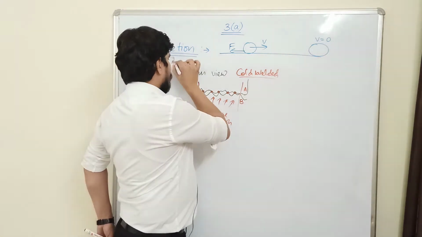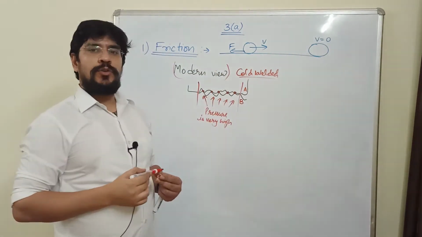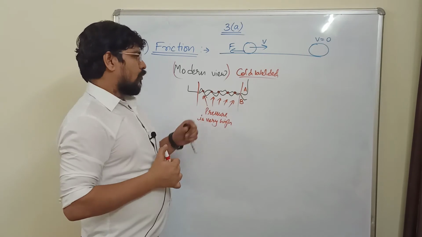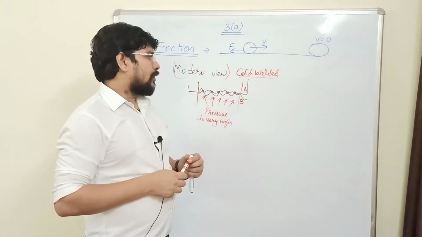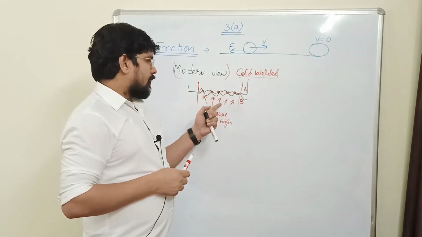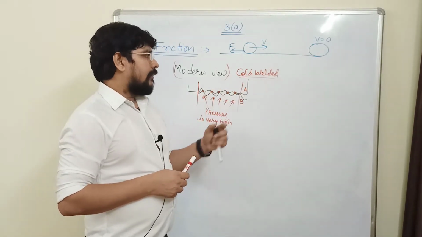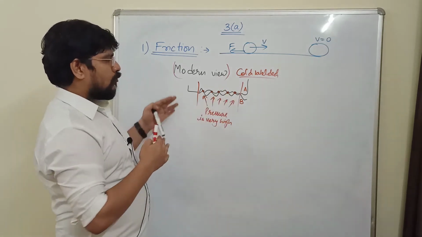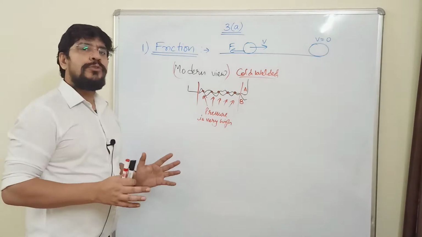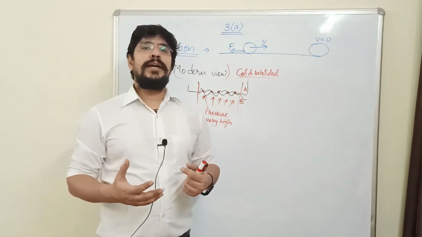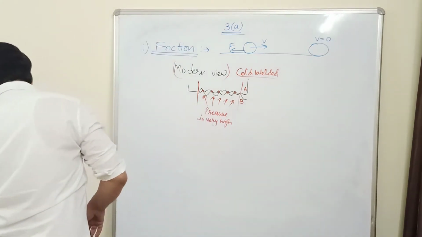According to the modern view, when you are sliding one object over another, due to intermolecular attraction and the very small actual area of contact, the surfaces become cold welded with each other, and when you are moving them, you have to break those weldings. That's why friction is there. So these are the two views about the origin of friction, that from where friction is coming.